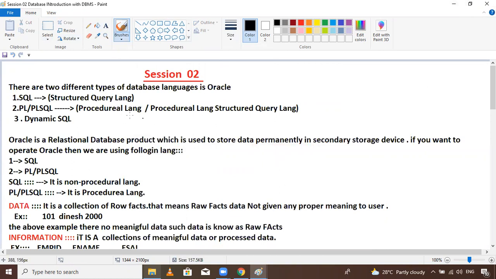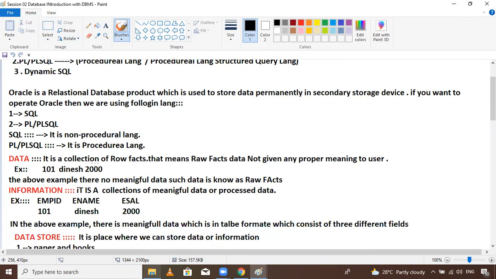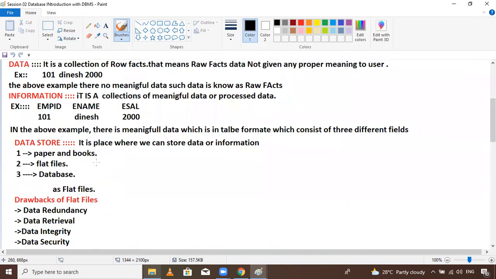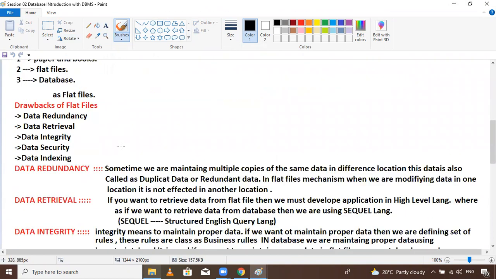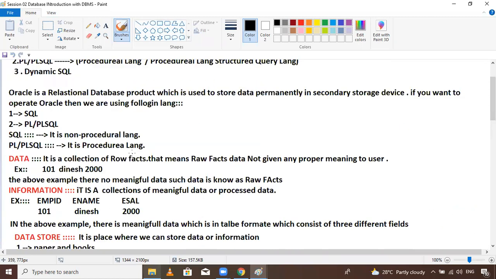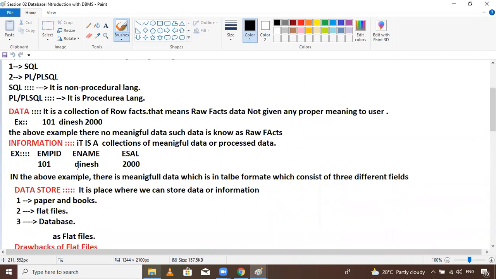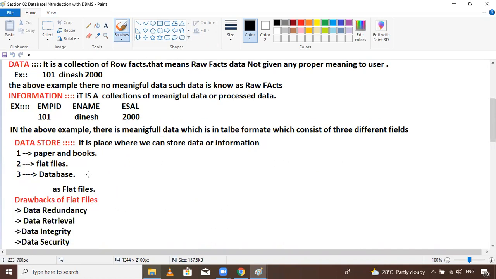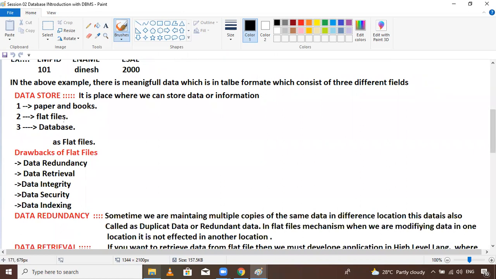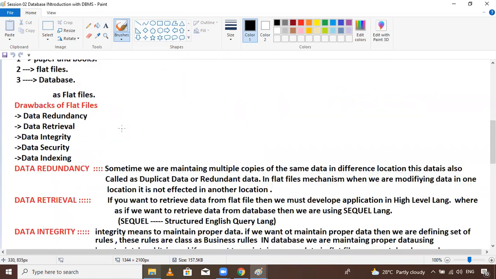We have discussed so many things. What is SQL, PL, all these things we discussed in the last session. Those who missed the last session, please go and watch the last video, session number 2. So you will get clarity about data, information, and data storage, and where we can store the data by using flat files and database.